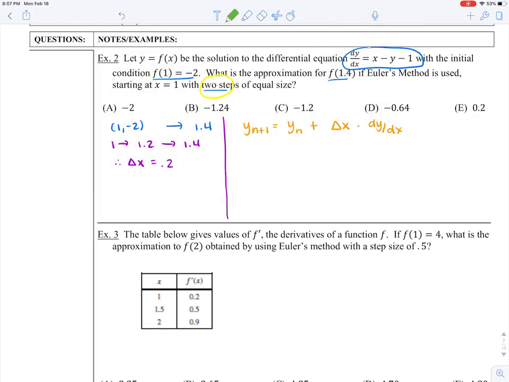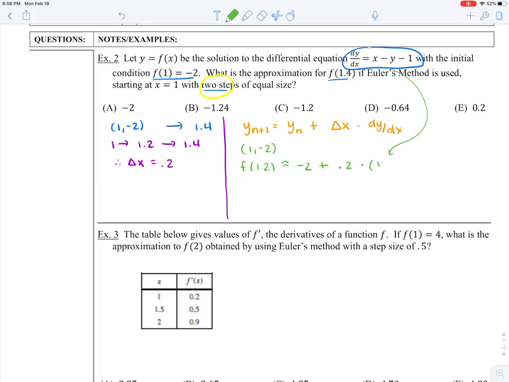So we're going to put our previous point. Our starting point is 1, -2. Okay? And so I want to use this point to predict what f of the next point is going to be. So I'm going to take my previous y value plus delta x times dy dx. Now remember, dy dx is up here.